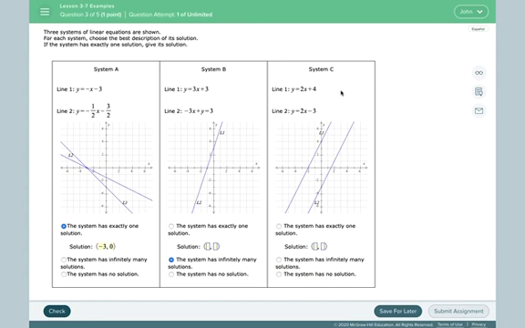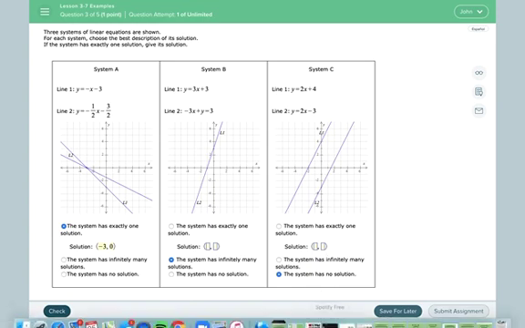And then this last one right here, you can see that they have the same slope. They both have a slope of 2, but one has a y-intercept of -3 right there, and one has a y-intercept of 4. So they have the same slope, but they don't touch each other, meaning they are parallel. And so when that happens, they have no solution because they don't touch each other.